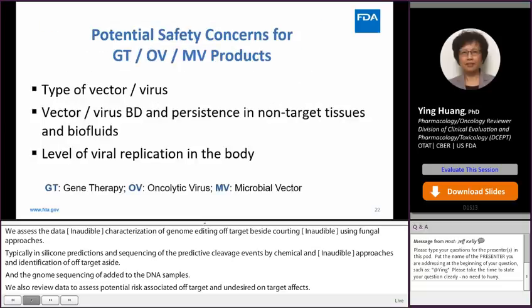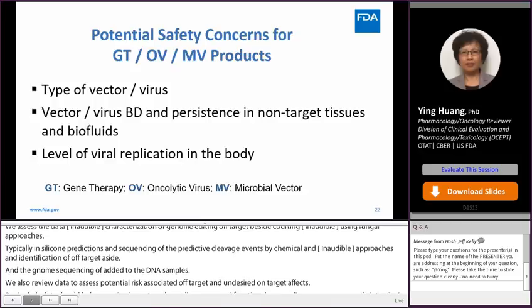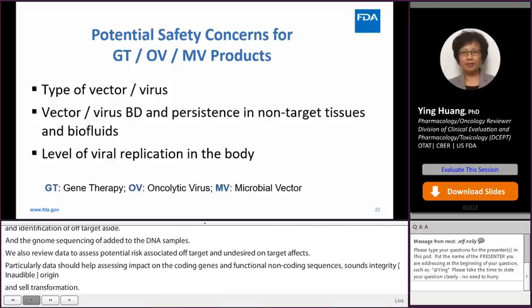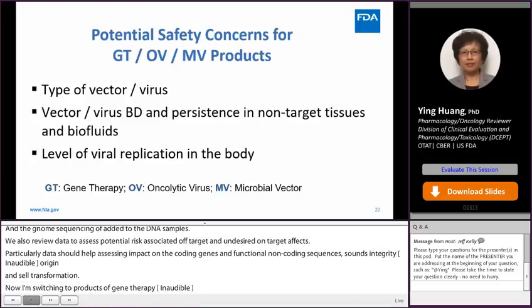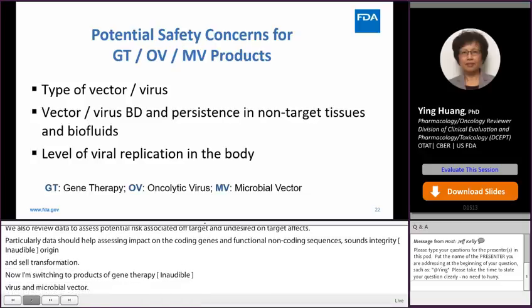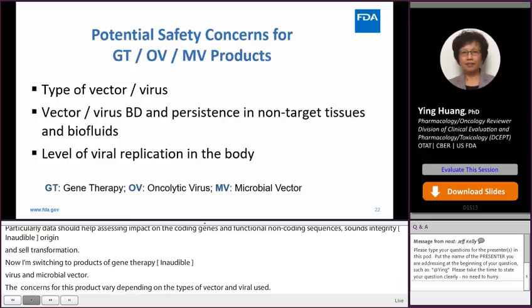Now I'm switching to products of gene therapy, oncolytic virus, and microbial vector. The safety concerns for these products vary depending on the types of vector and the virus used, their biodistribution and persistence in non-target tissues and biofluids, typically blood, and the level of viral replication in the body.